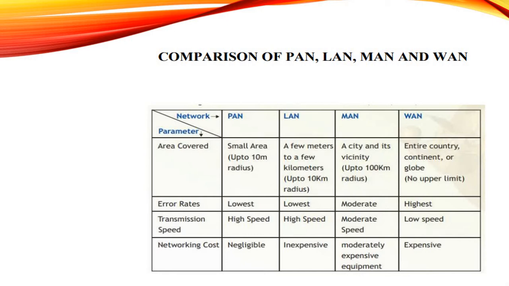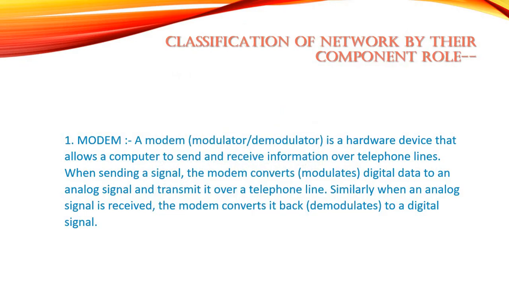Now I will move further. That is a classification of networks. First one, that is a modem. Modem is nothing but modulator and demodulator. It is a hardware device that allows a computer to send and receive data over the telephone line. When sending the signal, the modem converts modulated digital data to an analog signal and transmits it over a telephone line. Similarly, when an analog signal is received, the modem demodulates it back to the digital signal.